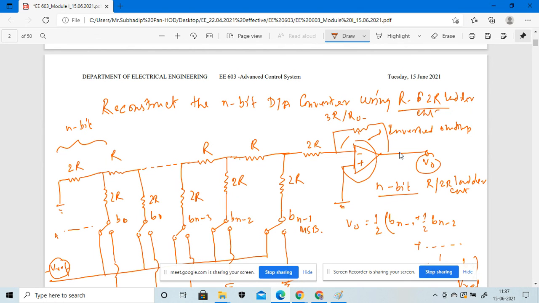There will be a feedback signal that goes to the output voltage, right? So as we said, the 3R will be considered as a feedback resistor, right? So this will be considered as my feedback resistor.